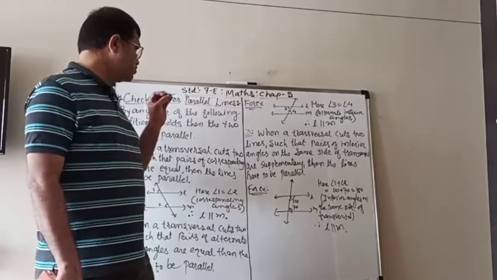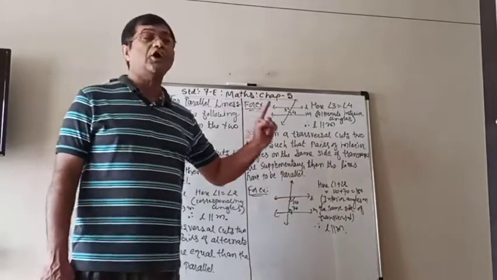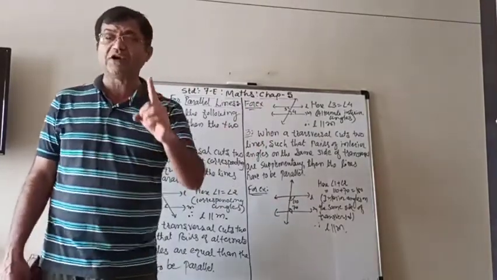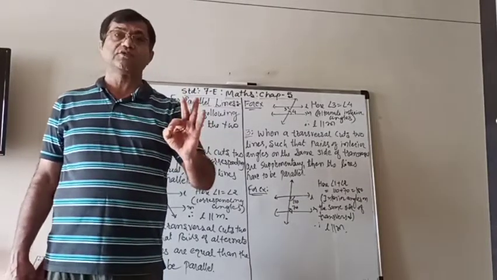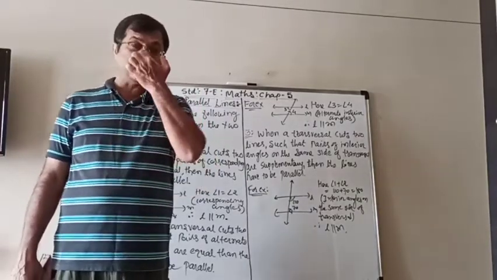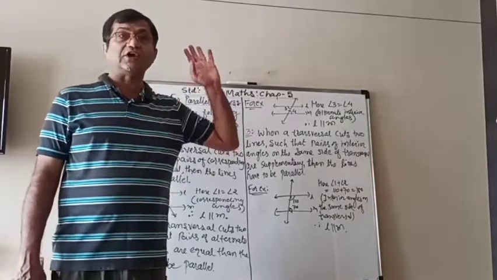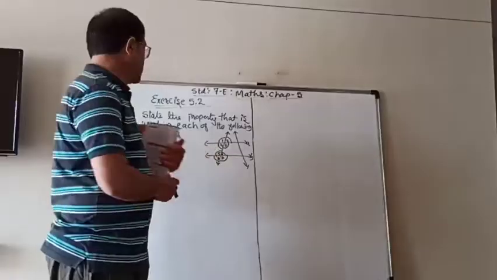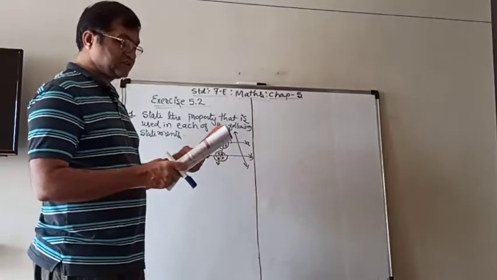So we have to check any one of these three conditions. If any one of the three conditions holds, then and only then the lines are parallel. Otherwise, those lines will not be parallel. Now, exercise 5.2.